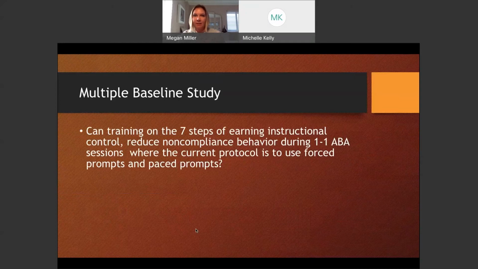So I did this study a long time ago at this point, where I was looking at, can training on the 7 steps of earning instructional control reduce noncompliance behavior during one-on-one ABA sessions where the current protocol is to use force prompts and pace prompts. And I've left the term noncompliance in here for this particular presentation just because that's what the actual focus of the study was at that time. I don't use the phrase noncompliance anymore in my day-to-day practice. We can talk about that later. I'm not going to go on a big thing on it, but it's not preferred.